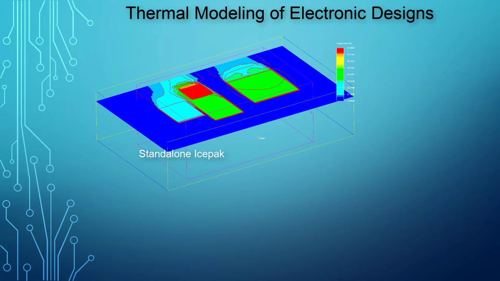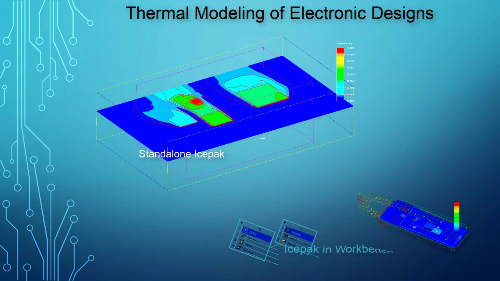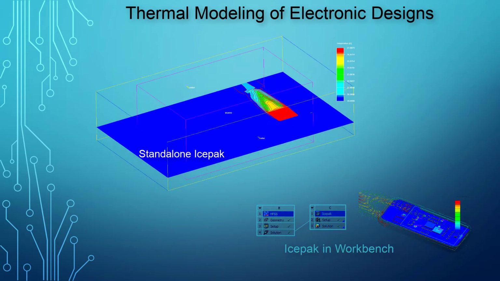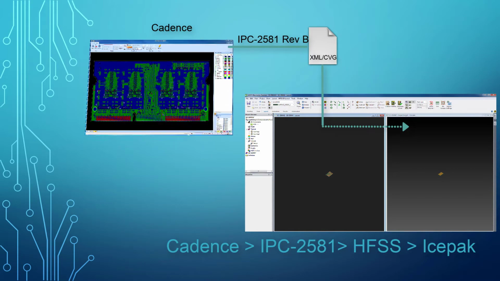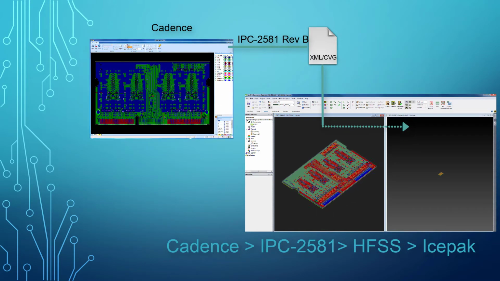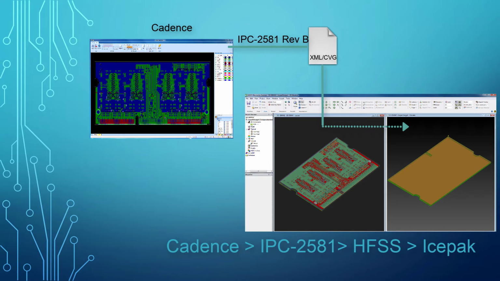You can perform thermal analysis using either standalone Icepak, Icepak with an ANSYS workbench, or Icepak with an ANSYS electronics desktop. In this video, we're concerned with the translation flow from a Cadence SPB tool to ANSYS Icepak with an electronics desktop using IPC 2581.